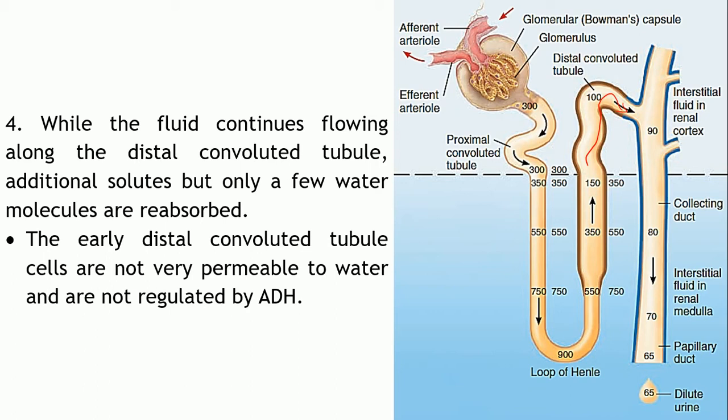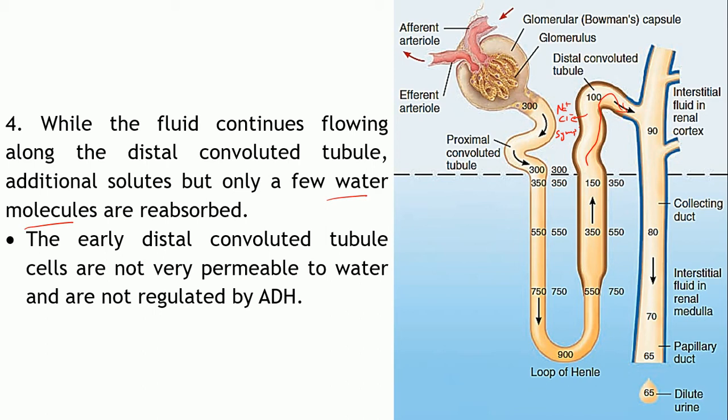Now as the fluid continues to flow along the distal convoluted tubule, again additional solutes will be reabsorbed, right? What type of transporter is present in the early DCT? It is the sodium chloride symporter which is present over here. So sodium and chloride will be reabsorbed. Now again the solutes are moving into the interstitial fluid over here, and only a few water molecules are reabsorbed.